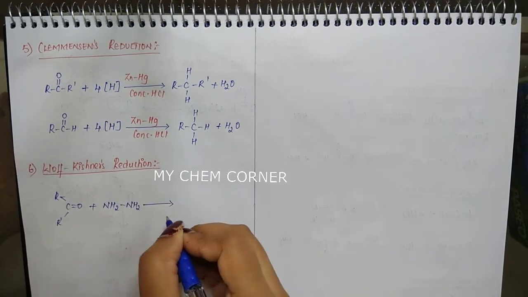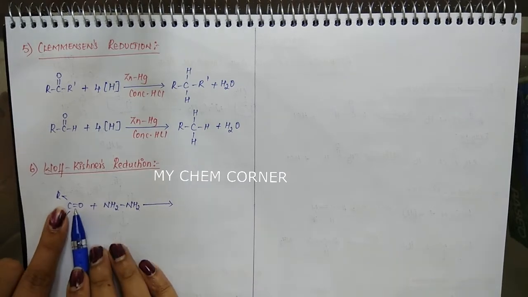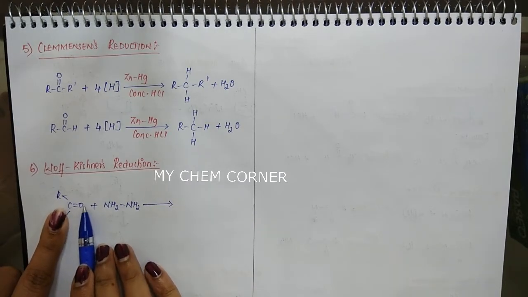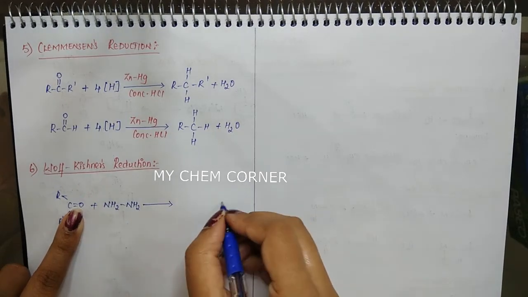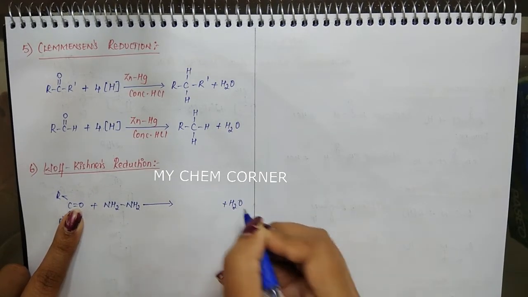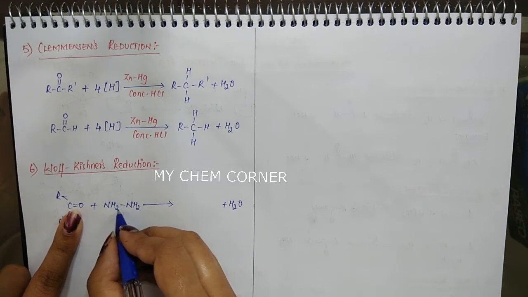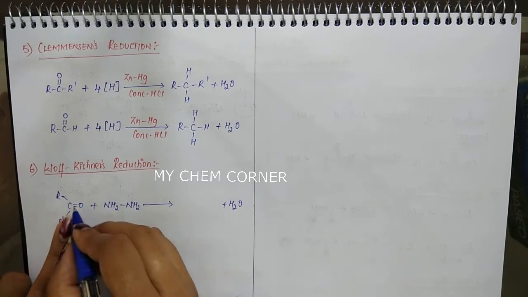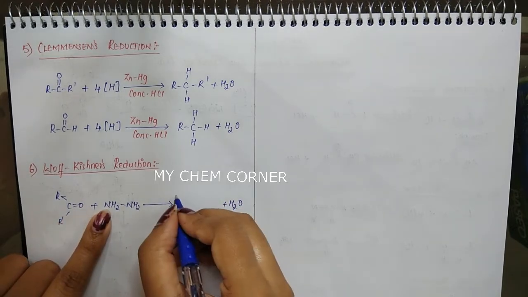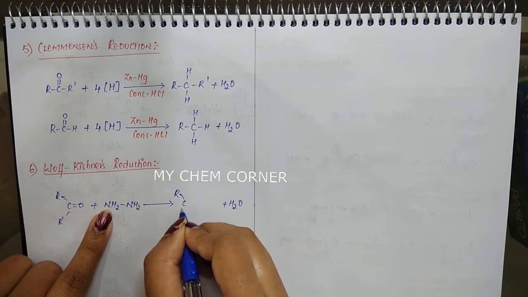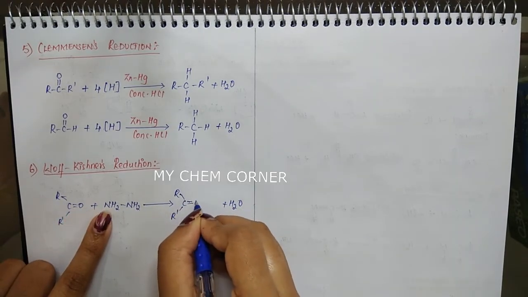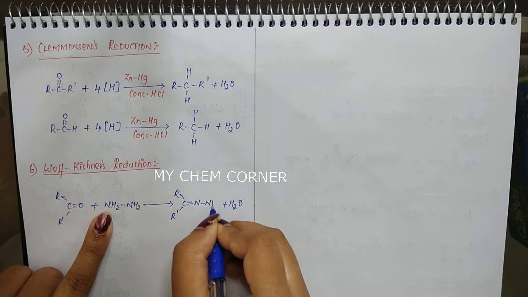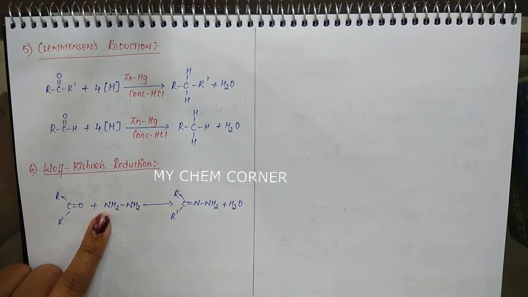Now when you do this, this oxygen will go out with 2 hydrogens from here. So I'm going to form water. From one of the nitrogens, 2 hydrogens and this oxygen goes out. So instead of double bond O, it will be double bonded to this nitrogen, and the remaining will be the same.